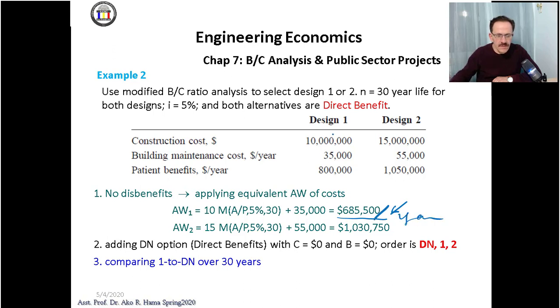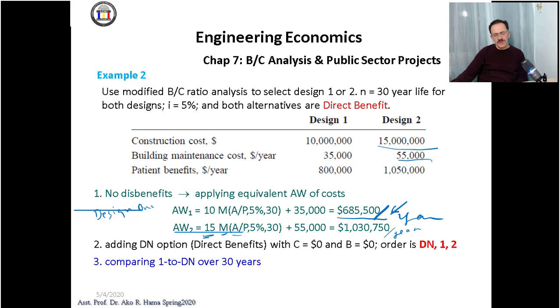And also this is for design one. Also for design 2, I have to convert this 15 million, times the factor. The factor I want to convert P to A, within the same table, and plus 55. Why 55? Because we have 55. This will get you the cost per year.